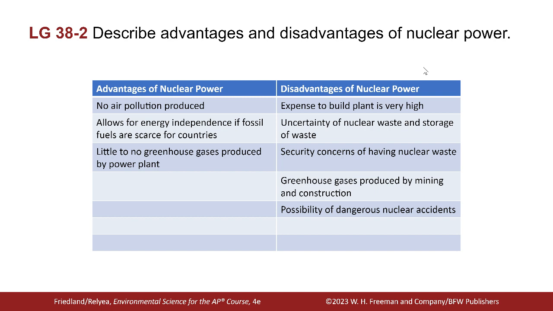Greenhouse gases are produced through mining and construction of these power plants, and how to find the uranium, and the possibility of dangerous nuclear accidents. Okay, so we're using the power of something that we used in World War II to destroy a major city to end a war. So put that in perspective.